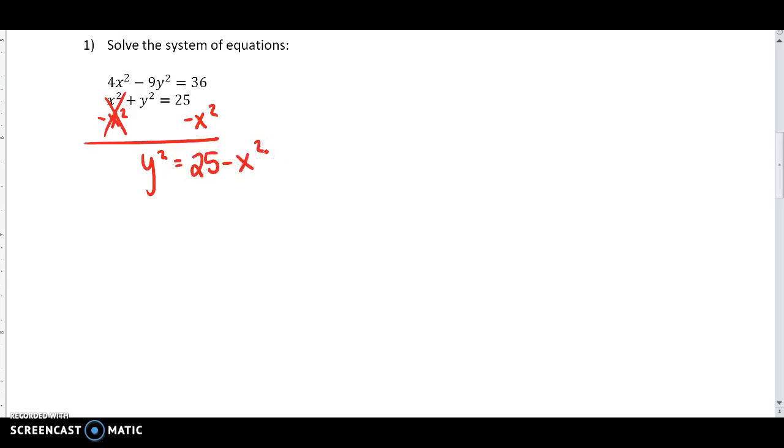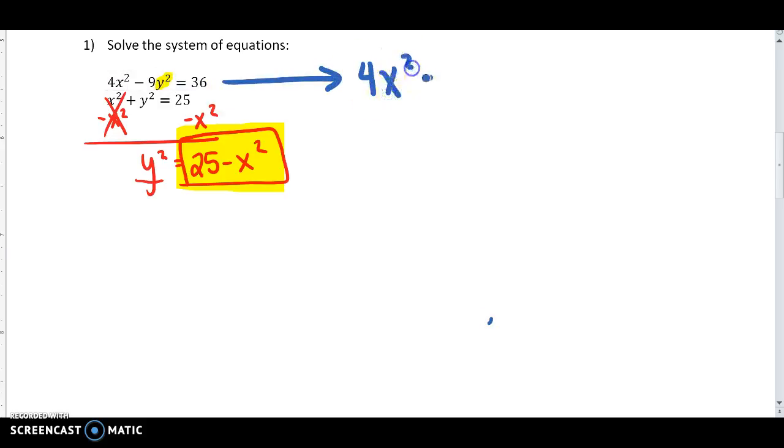And you can actually do the substitution right from here. You don't have to take the square root and get y completely by itself, because I know y squared is equal to this. Anywhere I see a y squared, I can replace it with 25 minus x squared. Here's a y squared, and I know that's equal to 25 minus x squared. So the substitution can look like this: 4x squared minus 9 times (25 minus x squared) equals 36.